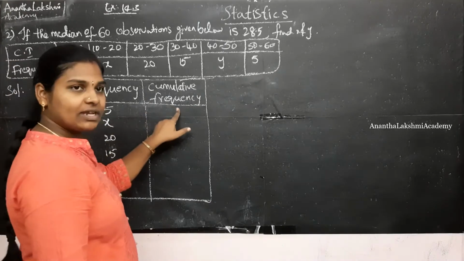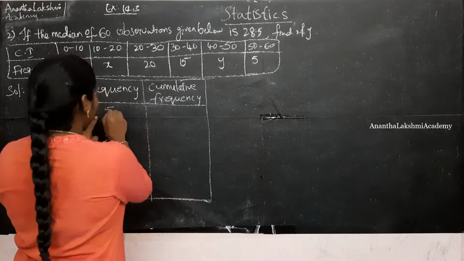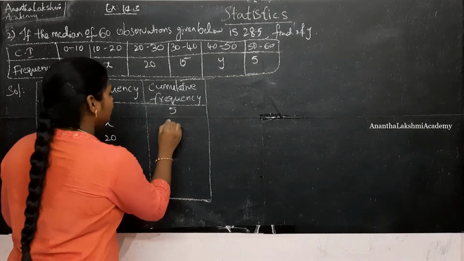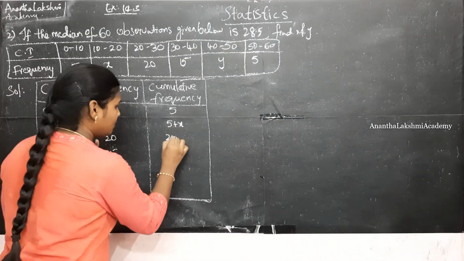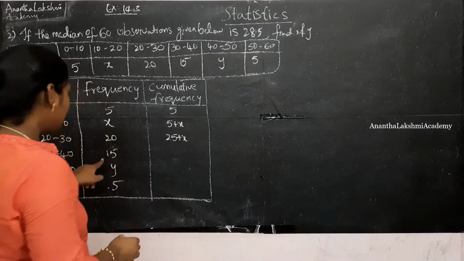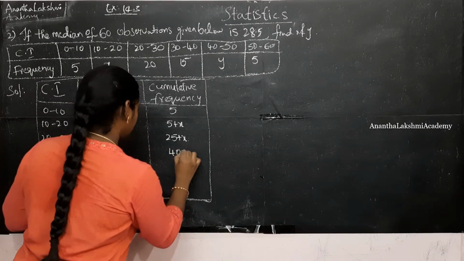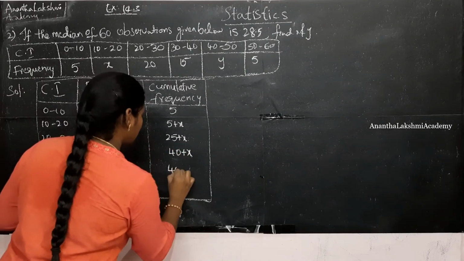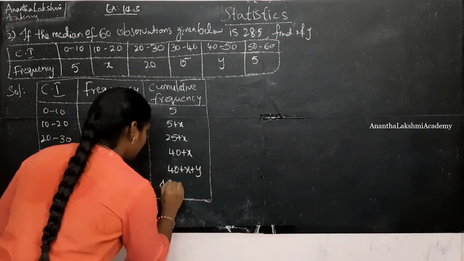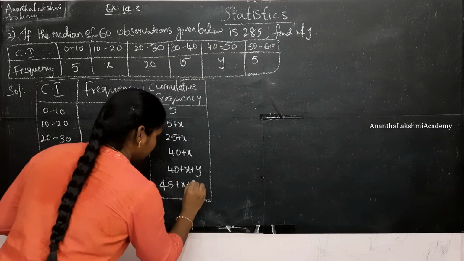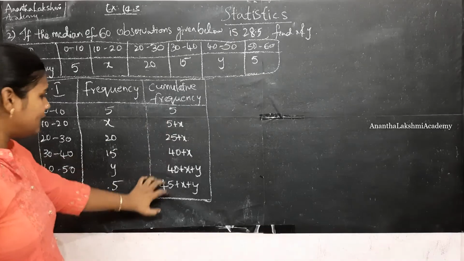Okay. Cumulative frequency is needed for us to solve the median, isn't it? So let us do this. 5. This is going to be 5 plus X. 20 plus 5 plus X, 25 plus X. 25 plus 15 is nothing but 40 plus X. And this is going to be 40 plus X plus Y. And this is 45 plus X plus Y. Okay, now we got the cumulative frequency.